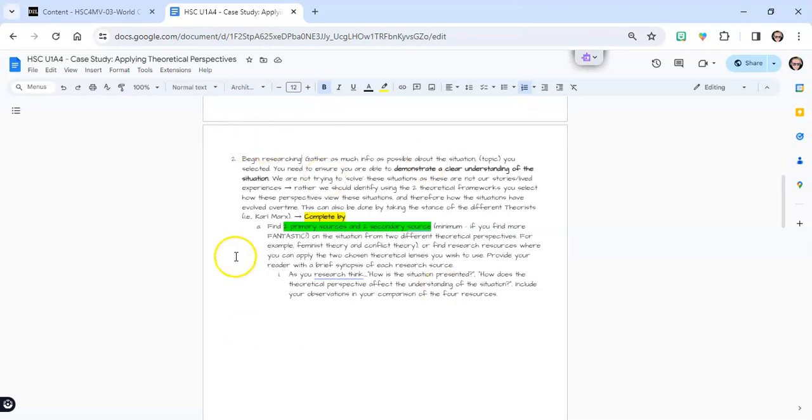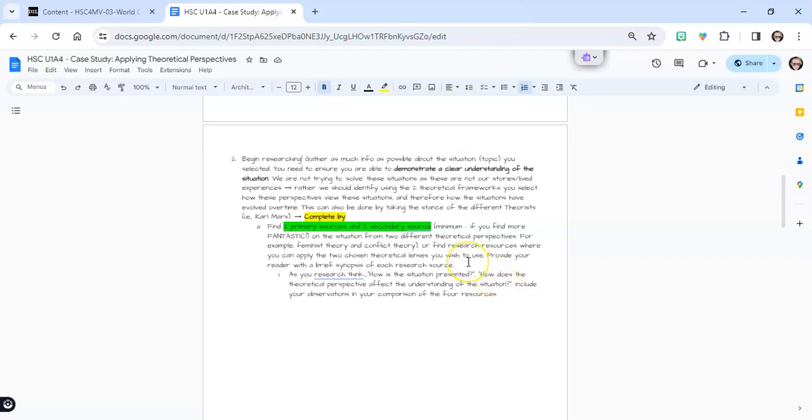For this research component, you will need 2 primary sources and 2 secondary sources. Go back through the notes and the content if you're not sure what I mean by 2 primary and 2 secondary. So that's the minimum, if you find more, that's great. On the situation from 2 different theoretical perspectives. So you need to have 2 clear theoretical perspectives within your research, therefore within your actual essay, your case study you'll be handing in.